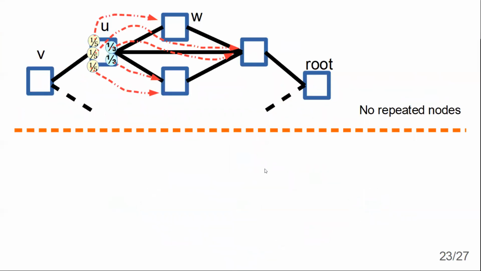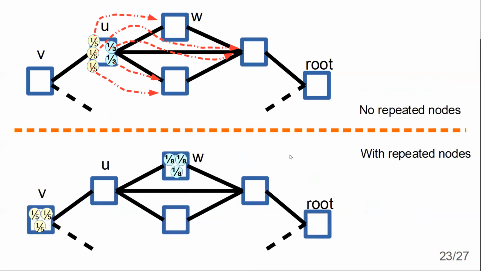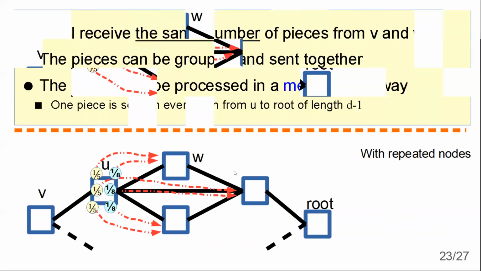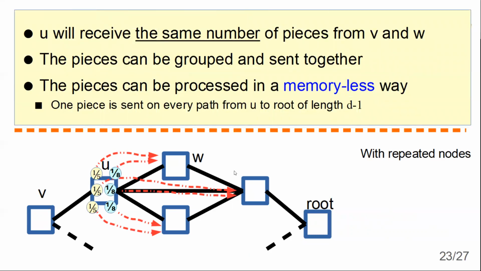Now, let's come back to the earlier example to see how things have changed if we allow paths to contain repeated nodes. At the top, we still have the old example where the paths do not contain repeated nodes. Now, if we allow the paths to contain repeated nodes, v and w will send 3 pieces to u. These pieces will still need to follow their own respective paths. But now, u will always receive the exact same number of pieces from both v and w. Furthermore, these pieces will always follow the same pair of paths. Thus, these pieces can now be grouped together and be sent together.